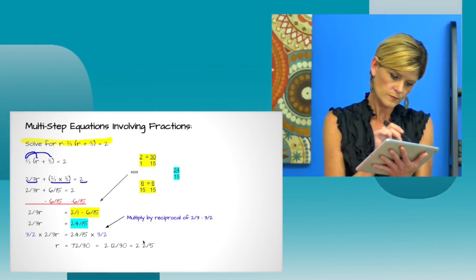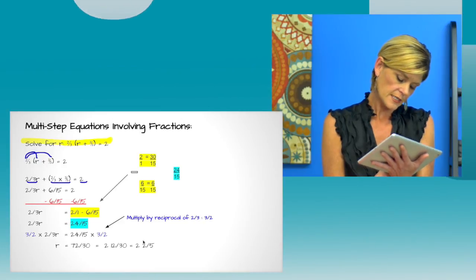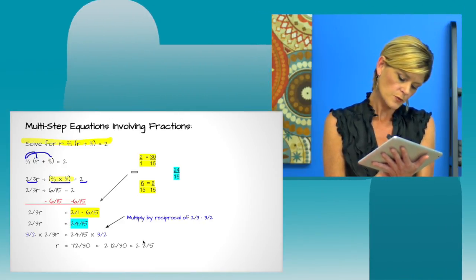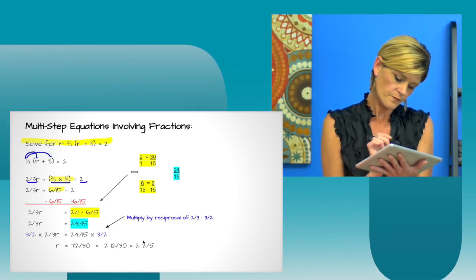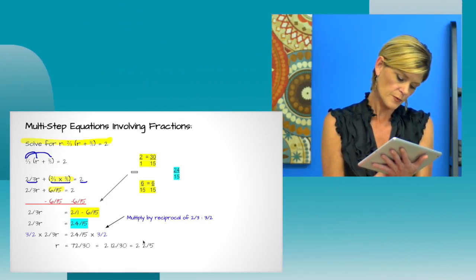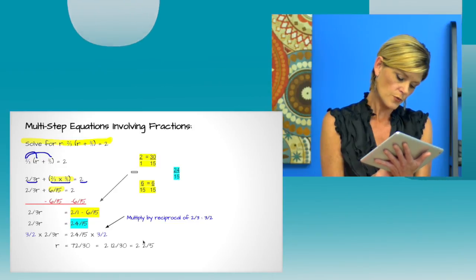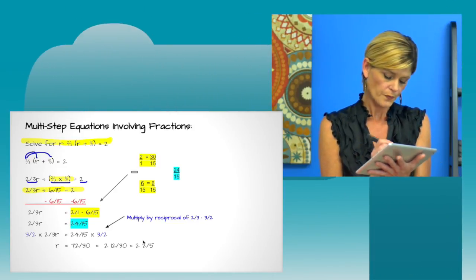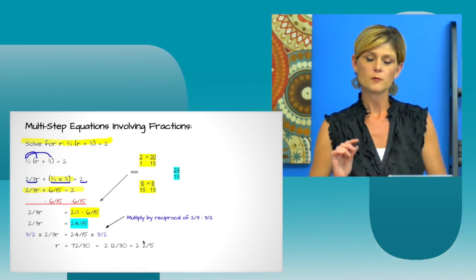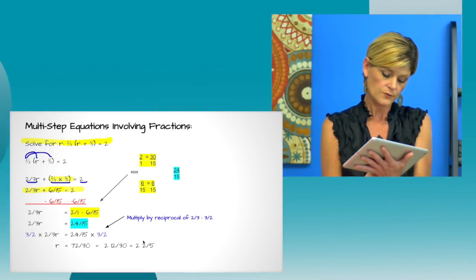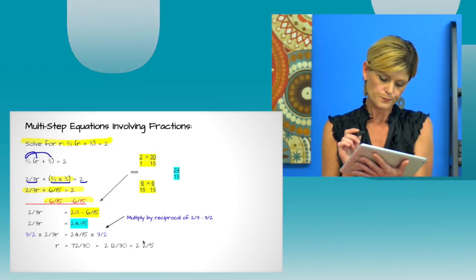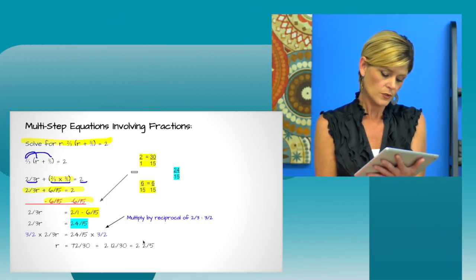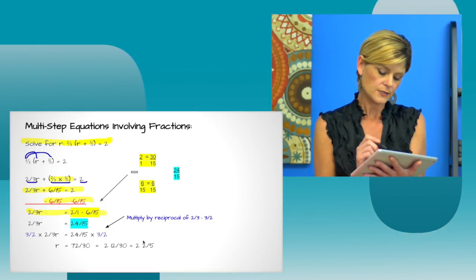Bring that down. The next thing I'm going to do is solve within the parentheses. So 2 over 3 times 3 over 5 is 6 over 15. Rewrite all my terms: 2/3 r plus 6 over 15 equals 2. Next, to isolate the variable, we're going to subtract 6 over 15 from both sides of the equal sign, and I'm left with 2 over 3 r equals 2 over 1 minus 6 over 15.